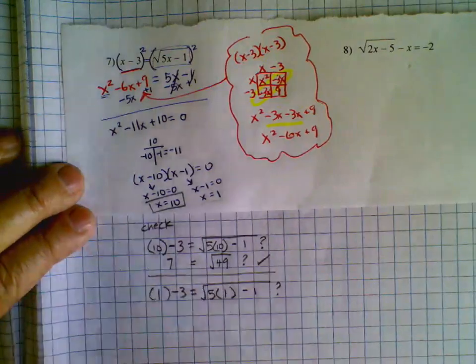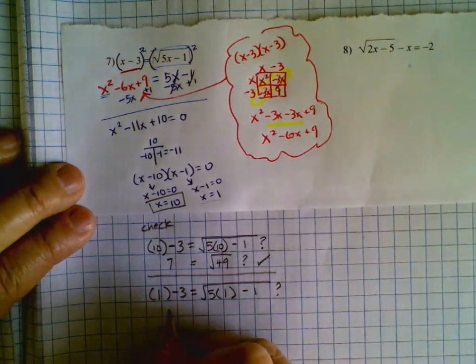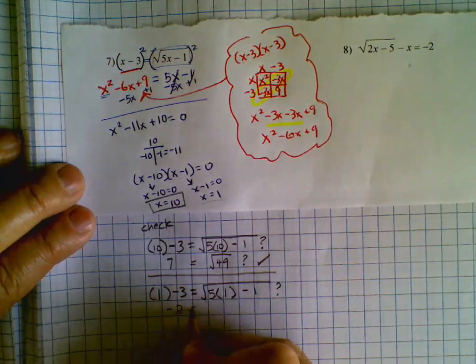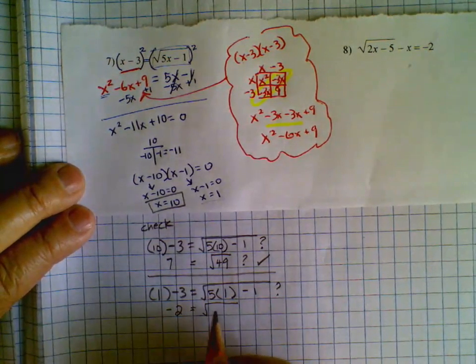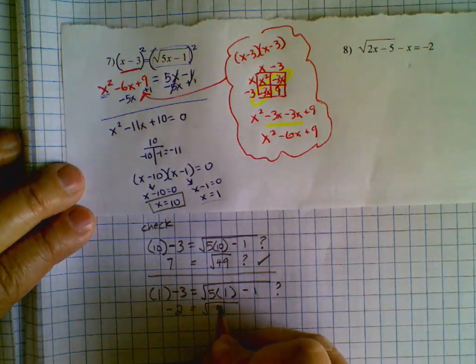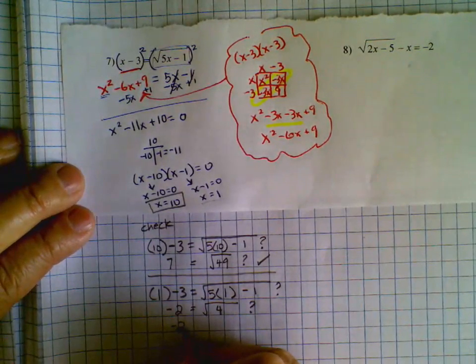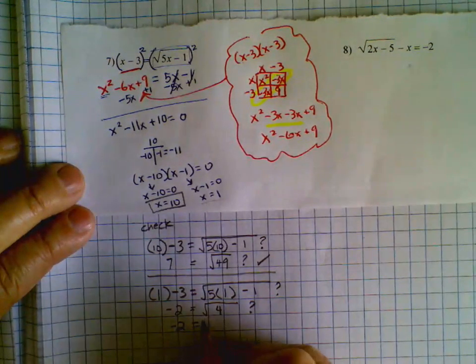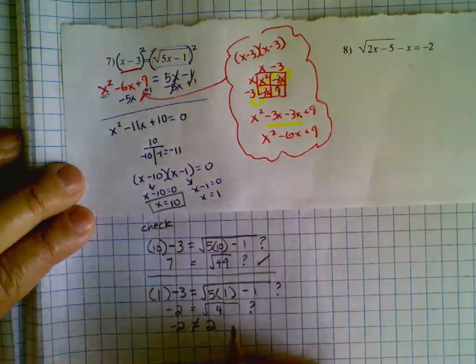Now, here's where things get weird, because 1 minus 3, that's negative 2. And that's equal to a square root. That's a problem. We can't take a square root and get a negative. 5 times 1 is 5, minus 1 is 4. Is this a true statement? No, because negative 2 on this side is not equal to the positive 2 that we get when we square root 4. This is not equal, so this is a no.